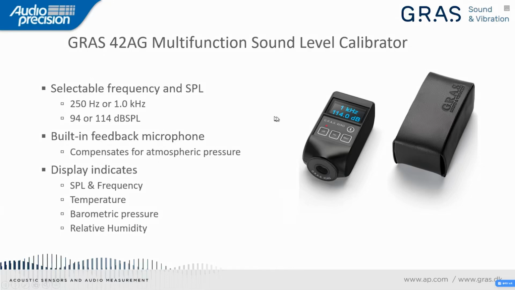Now, this calibrator is one of the nicest ones that I've used in my career. It has two frequencies available, both 250 hertz and 1 kilohertz. And it's nice to have the 250 because that can be used to calibrate ear simulators, which require a 250 hertz calibrator because of a resonance in the ear simulator cavity. This one has two sound pressure levels, 94 and 114 dB SPL. It has a built-in feedback microphone to compensate for fluctuations in atmospheric pressure, and a nice digital display that shows both the SPL and the frequency, and can also display the temperature, the barometric pressure, and the relative humidity.